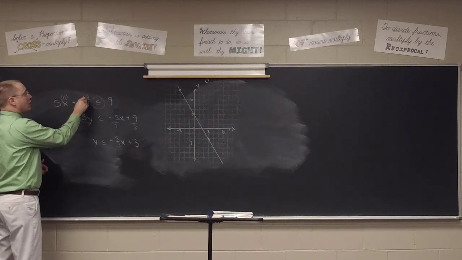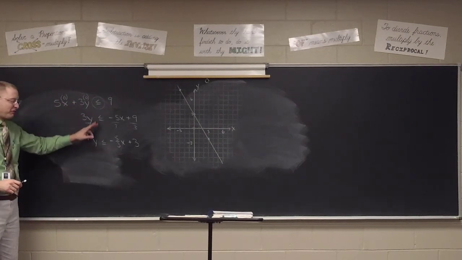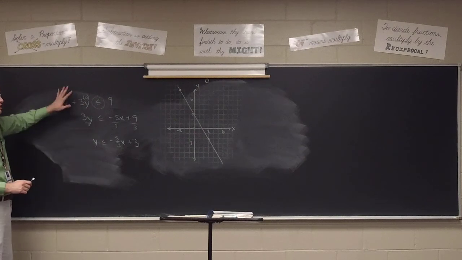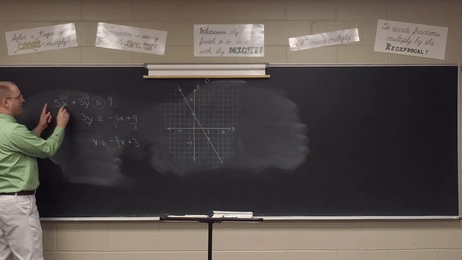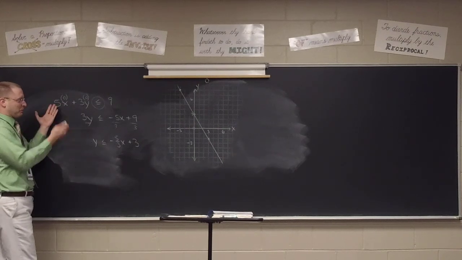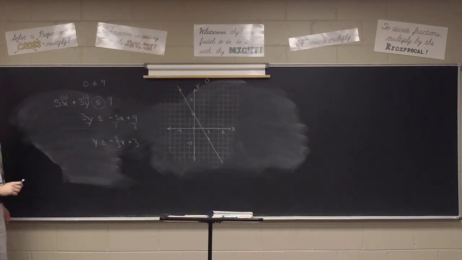And my recommendation, go back to the original inequality, because if you forgot to flip a symbol like you were supposed to, you might end up shading the wrong sides. But if you go back to the original, you should be able to get by. So 5 times 0, of course, class, is 0, 3 times 0 is 0, and 0 plus 0 is 0. So pretty much we get a statement that says 0 is less than or equal to 9. Is that true?